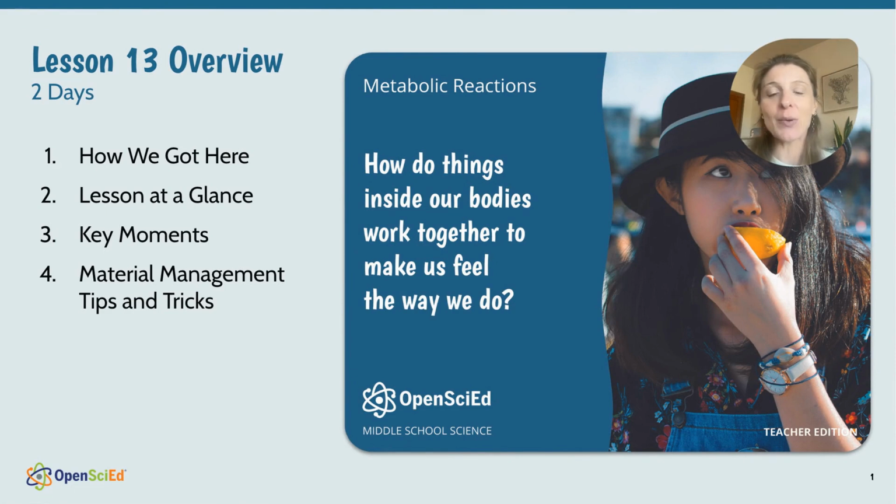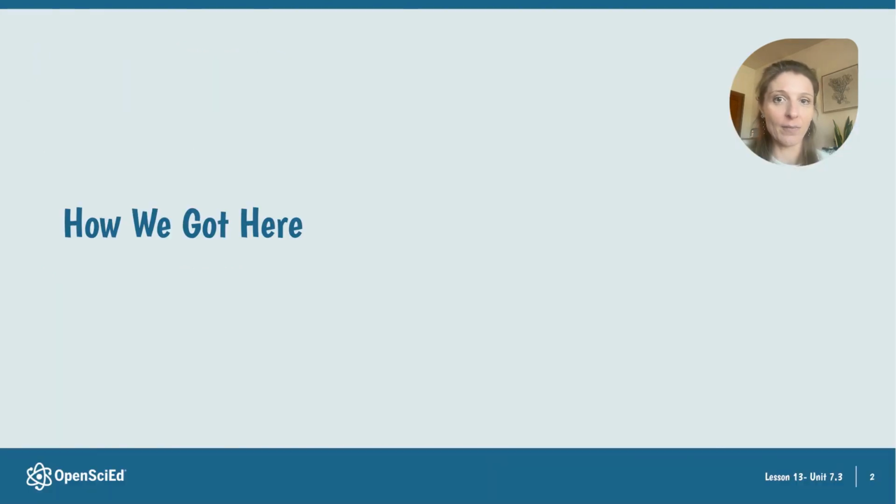Today, we are looking at Unit 7.3, McKenna, Lesson 13. This is a major putting the pieces together lesson where we finally connect McKenna's symptoms to the cellular level. Let's take a look at how we got here.